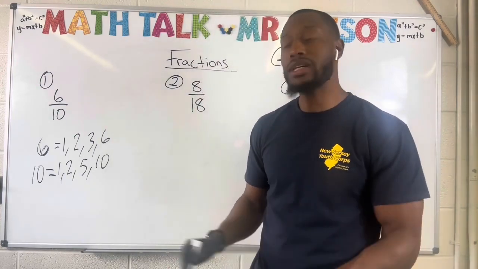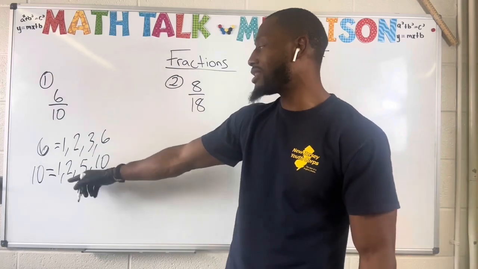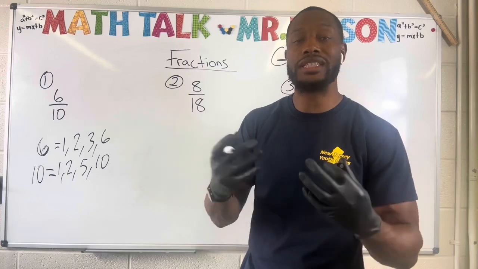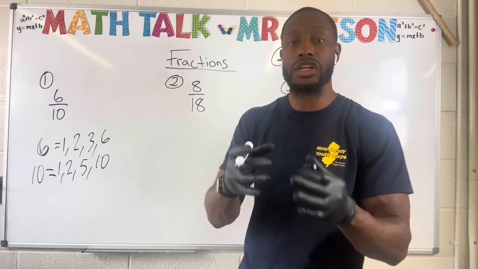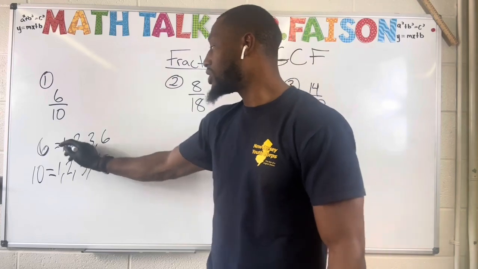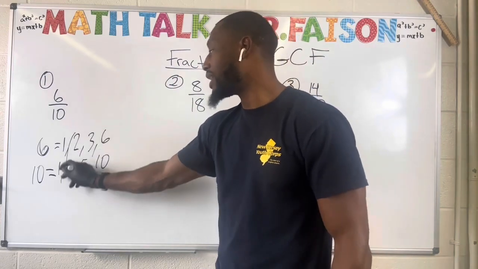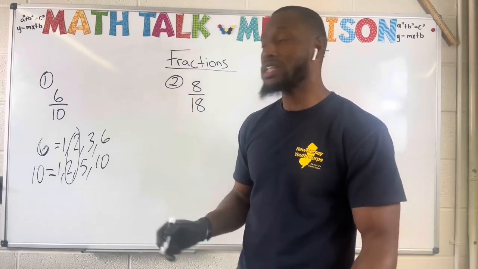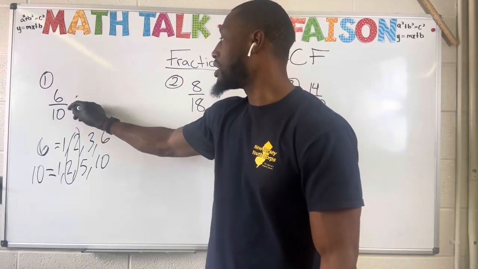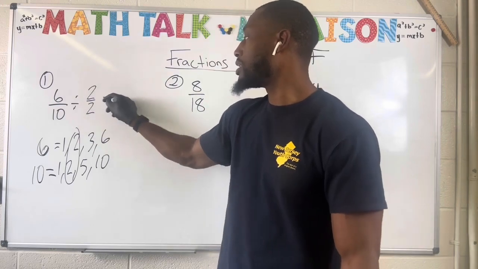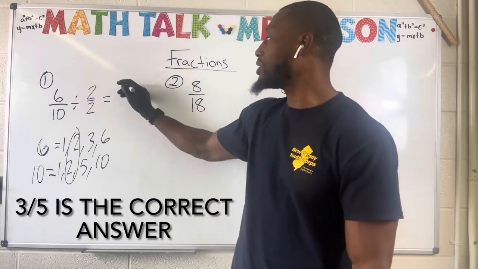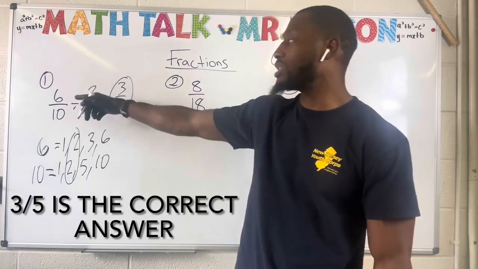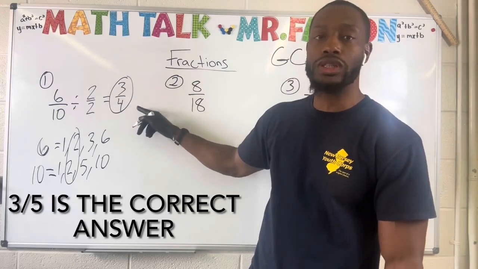Now, if I'm looking at them, I see they do have common factors: 1 and 1, 2 and 2, and that's it. But here they're asking for the GCF, the greatest common factor. So 1 is a common factor, but it's not the greatest. My greatest common factor is 2. After I find it, I'm gonna divide both of them by 2. That now gives me 3/5, and that'll be my answer. That's me reducing 6 over 10 to its lowest form.